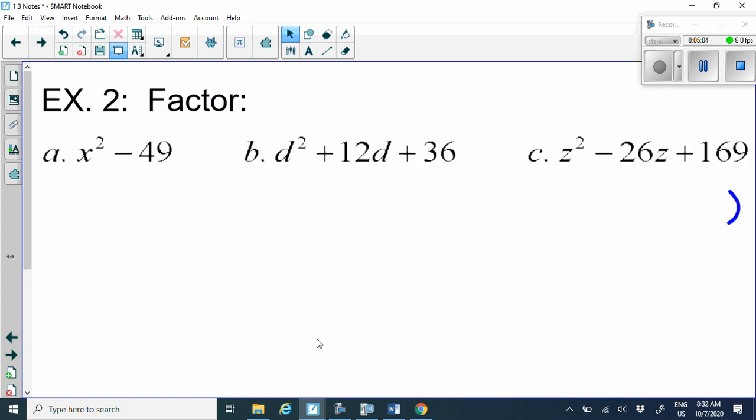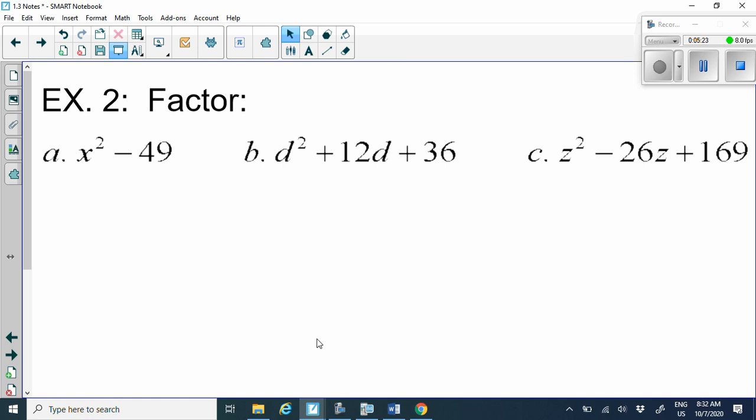So for example 2, we're going to factor A, B, and C. What I would like you guys to do is pause the video and do A, B, and C. Okay, let's see what you got for the first one.